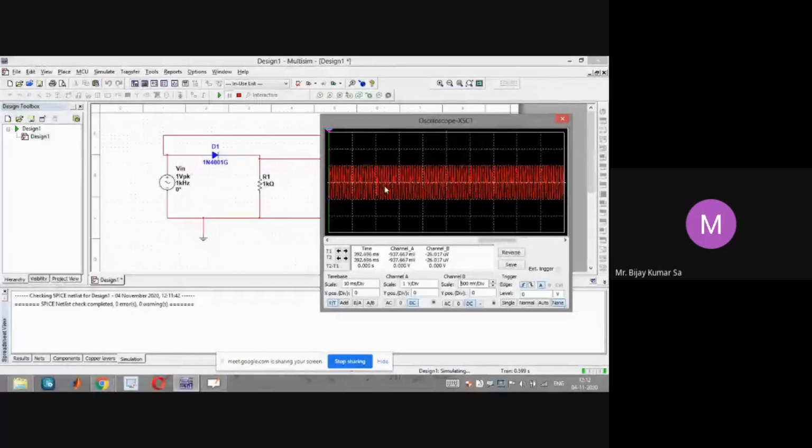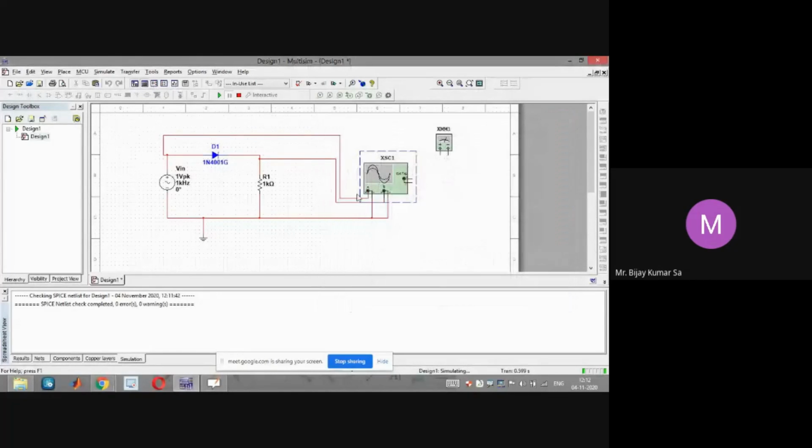But because two signals are there and both are appearing in red, it is hard to distinguish which is from channel A and which is from channel B, which is the input signal and which is the output signal. So to fix this problem, I will change the color of one of those signals. I will stop the simulation.